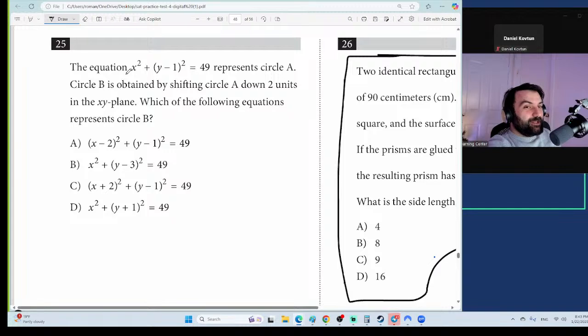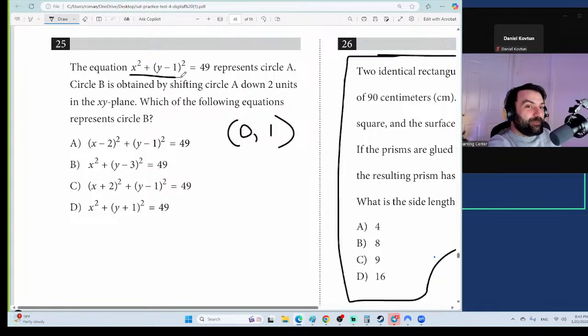Daniel, can you imagine how much different is this question from this one in terms of the hardness? Yeah, if I just finished question 25 and then went to question 26, I would be confused.